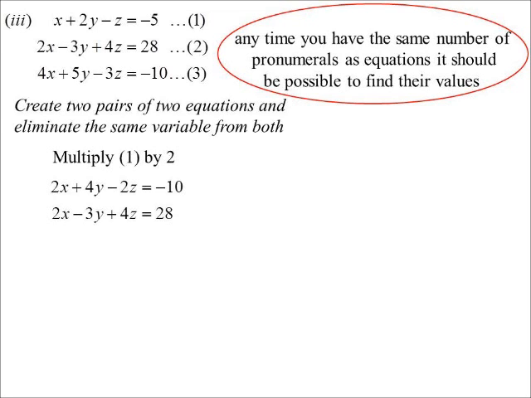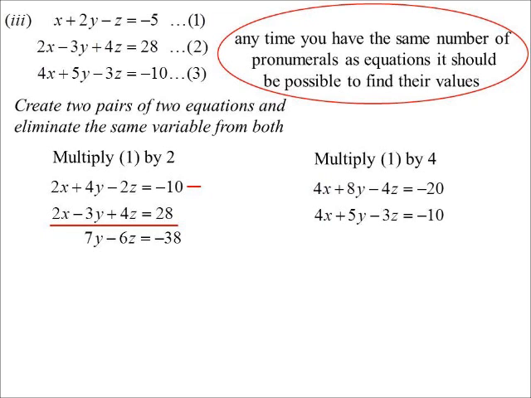I'm going to get the first equation, multiply it by 2. And then I'm going to pair that up with the second equation, and you'll notice the x has the same coefficient. I can do a subtraction. It eliminates the x. Now I'm going to pick another pair and make x the same. So I'm going to get the first equation, multiply it by 4, match it up with the third equation. Coefficients of x are the same. And do a subtraction. I now have two equations, two pronumerals. Our standard sort of simultaneous equations. So I will now do that.